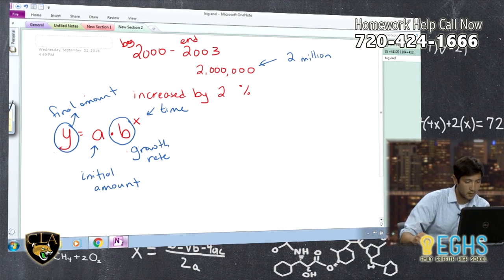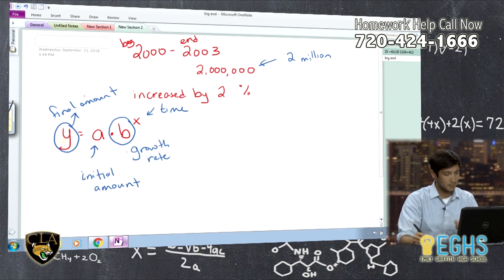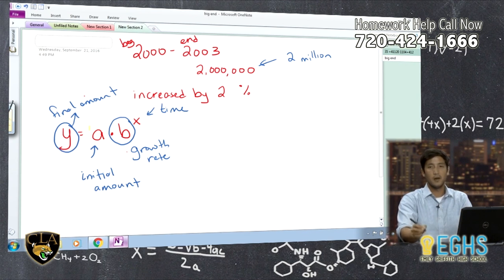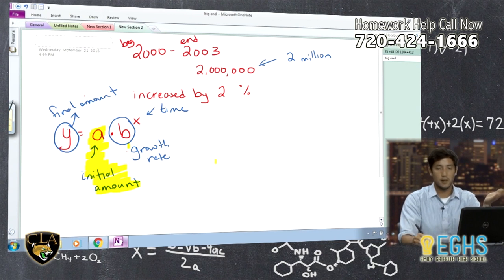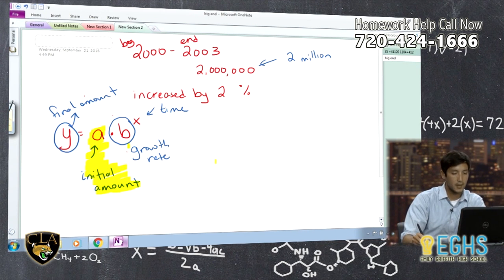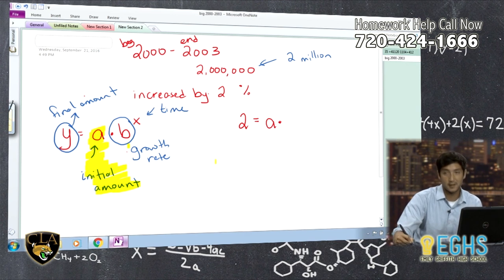So all I'm going to do now is think about this equation that I have here, and ask, do I know the final amount? Actually, let me take a step back really quick. I like to read these problems and really think about what's being asked, and we're trying to figure out how many people there were at the beginning of 2000. So I'm looking for this initial amount, which means I have to know every other component. So I'm going to walk through what information I have. Do I know the final amount? Yeah, I know at the end of 2003 we had 2 million people. So I'm going to write 2 equals a times b to the x. I don't know what the a is, because that's what we're looking for.